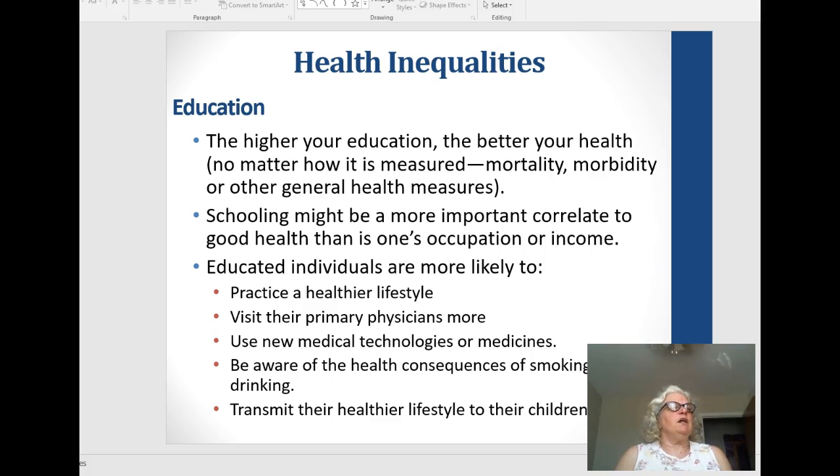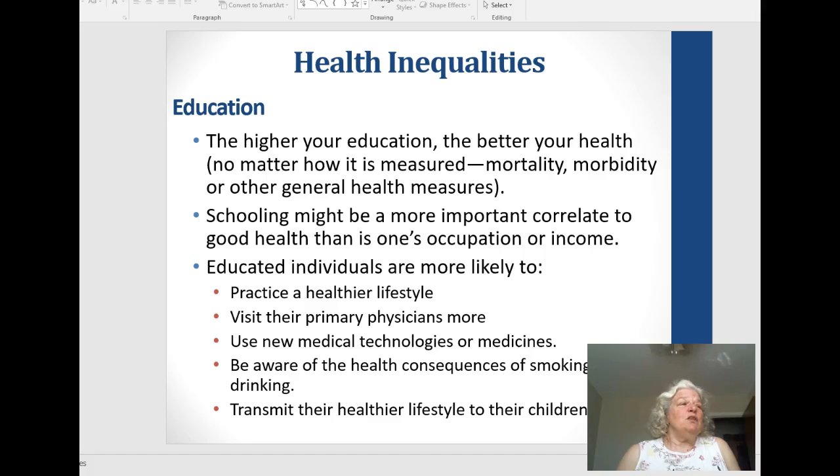Education makes a significant difference. The higher your education, the better your health. Now, is that because you know more? Is that because you're more educated to healthy lifestyles? Part of that comes into effect. Plus, you're earning more money in many cases, and you have the ability to do that.